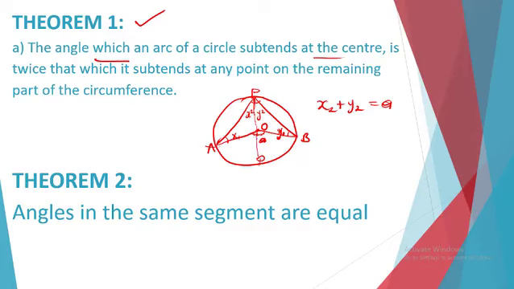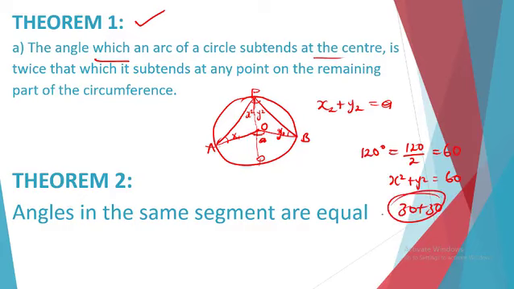Assuming you are given this angle here to be 120 and you are asked to find the value of x2 and x1, this is 120 divided by 2, and that will give us 60. So that means x2 plus y2 is 60. Therefore the value of each of them is 30 plus 30. Do we understand?